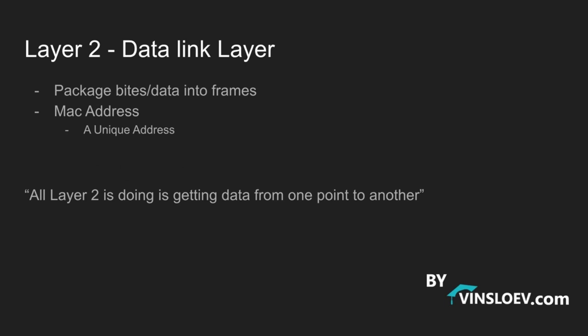Then we have layer 2, which is the data link layer, and this is where we package our bytes into frames, and it is also in this layer that we have our MAC addresses on our computer, which is a unique address that is hard coded into your network card, meaning that, compared to an IP address, which you can change whenever you want, you cannot change your MAC address. You can do MAC address spoofing, but that is a totally other thing. So this is layer 2, where we are using MAC addresses if we are going to communicate.